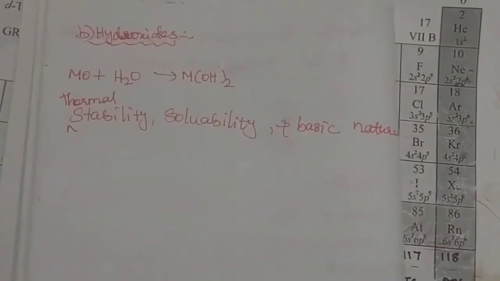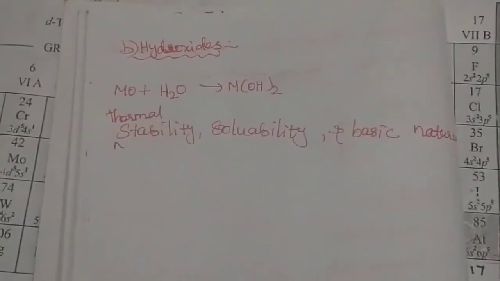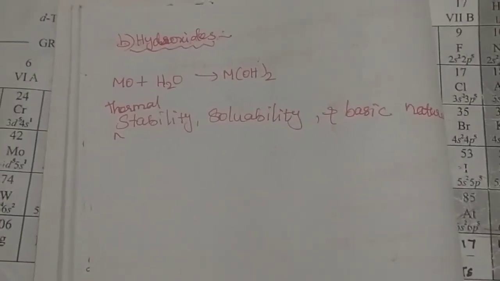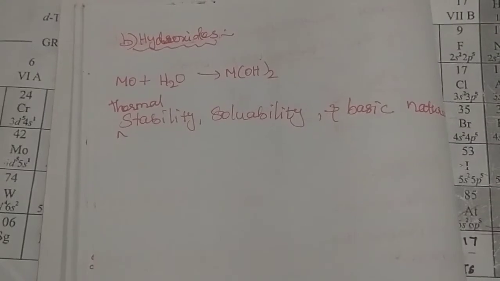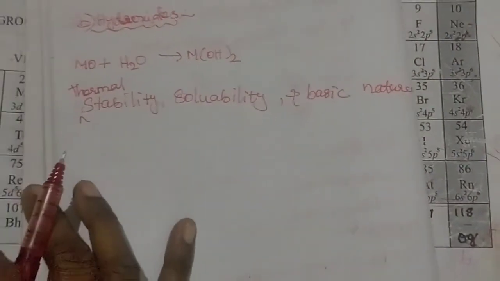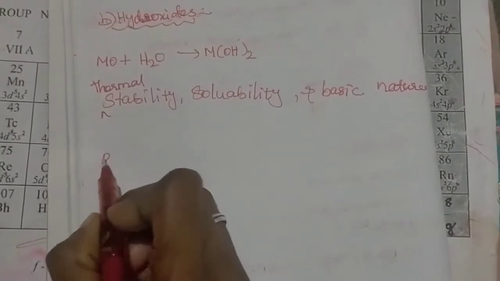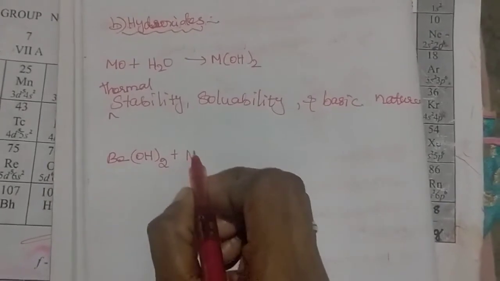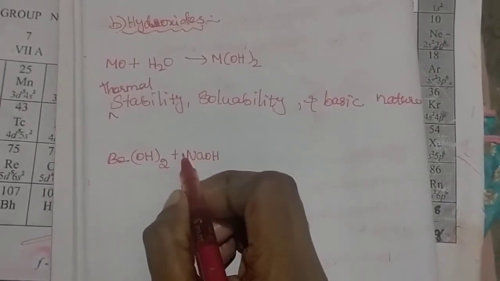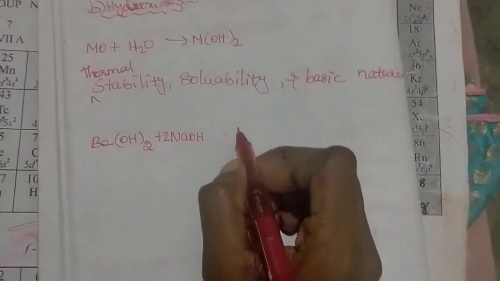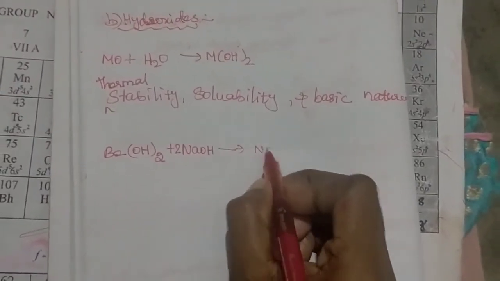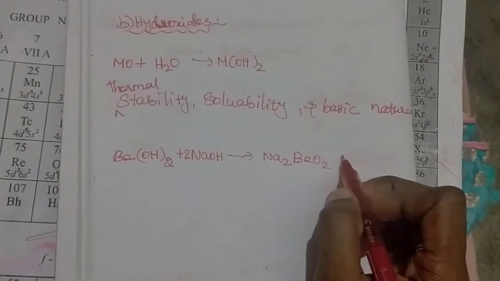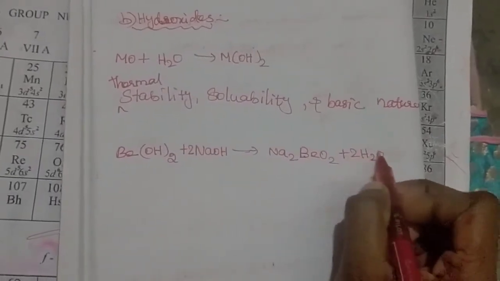Beryllium hydroxide is amphoteric in nature. It can react with both acid and alkali. That means beryllium can react with acid and base. For example, for this amphoteric nature, beryllium hydroxide reacting with the base sodium hydroxide produces Na2BeO2 with 2 molecules of H2O.